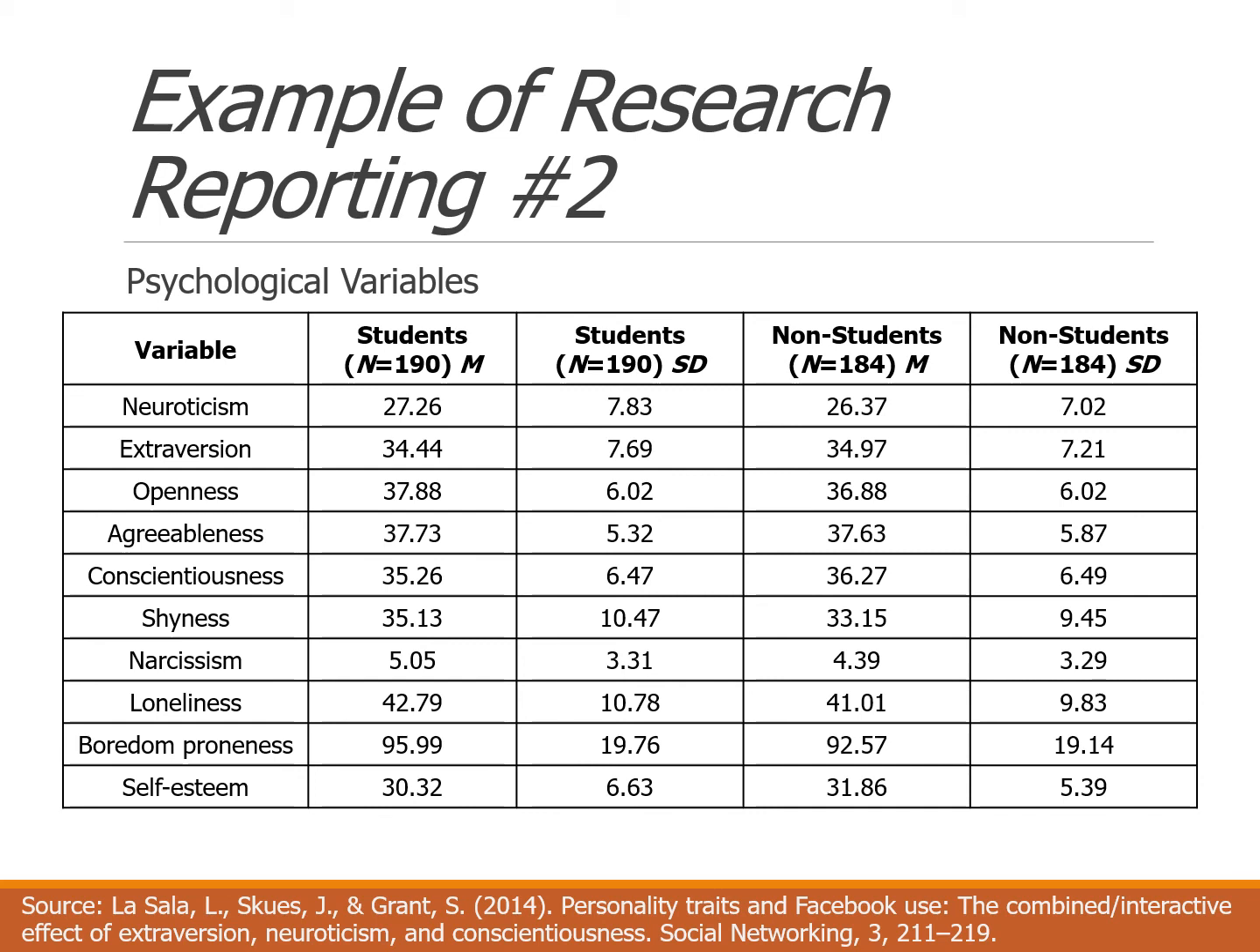So something I like to look at are different personality traits that people have. Students versus non-students, again, same type of research done, looking at neuroticism, extroversion, openness, agreeableness, conscientiousness, shyness, narcissism, loneliness, boredom proneness, and self-esteem. So we have the mean right here and their standard deviation. Here we have the non-students and their means and their standard deviation. And so you can see on some of these that they're similar to each other, and on others they're different.